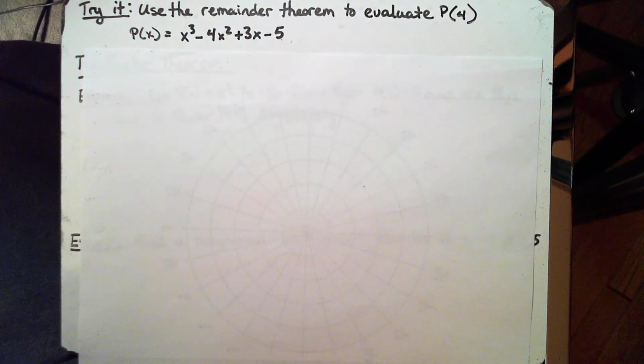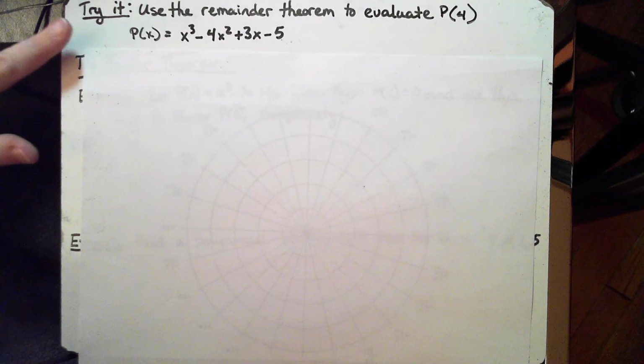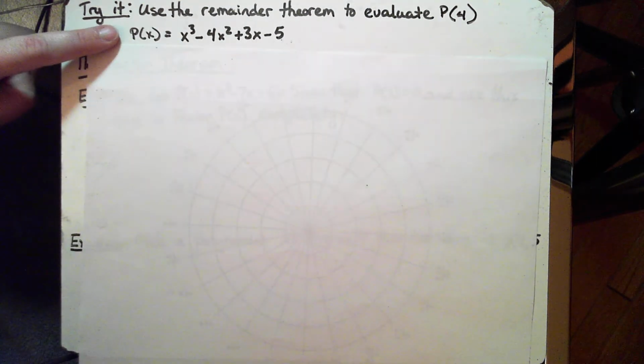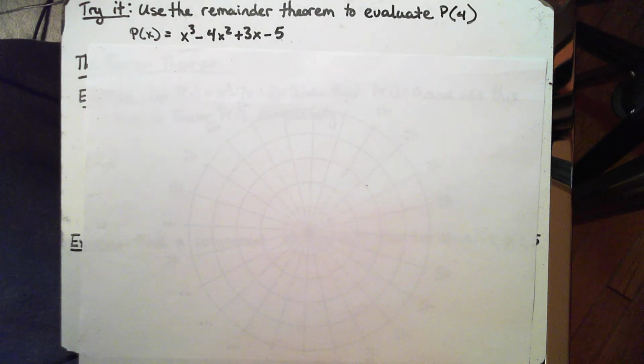So you're going to try one of these. It says, use the remainder theorem to evaluate p of 4, and here's my polynomial, x cubed minus 4x squared plus 3x minus 5. So pause the video, go ahead and do that, and then press play to see what I have for you next.